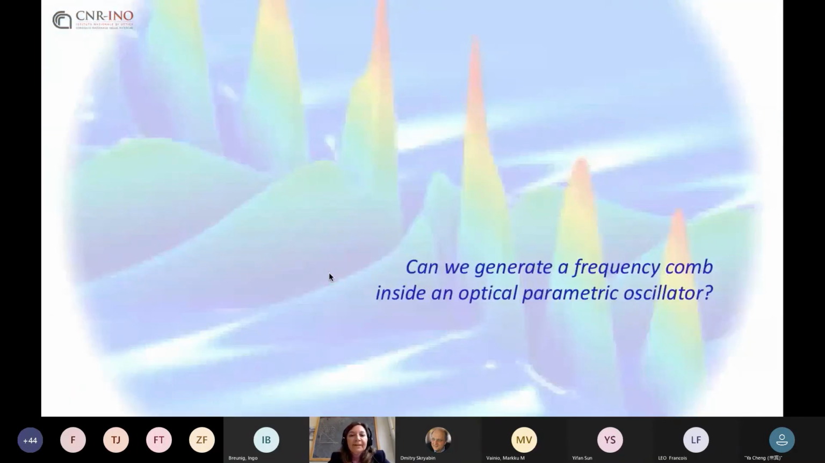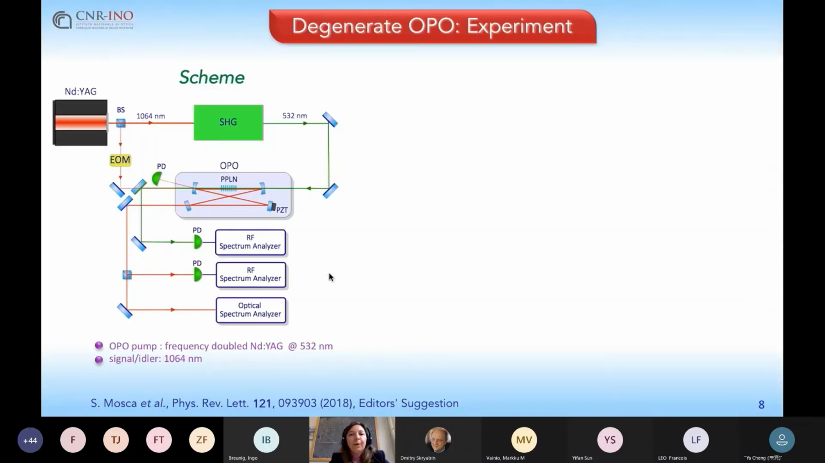So besides second harmonic generation, can we generate a frequency comb inside an optical parametric oscillator? And the answer is yes. We generated a comb in a degenerate optical parametric oscillator. This is the scheme. Our OPO is based again on a cavity which has the same geometry as the second harmonic cavity. So we have a bow tie cavity with a periodically poled lithium niobate crystal inside.